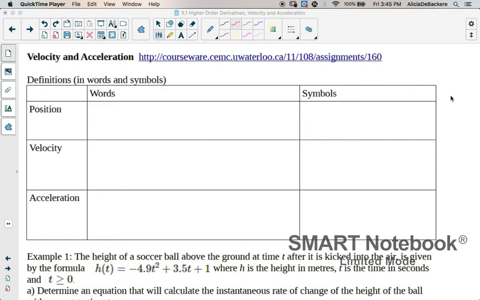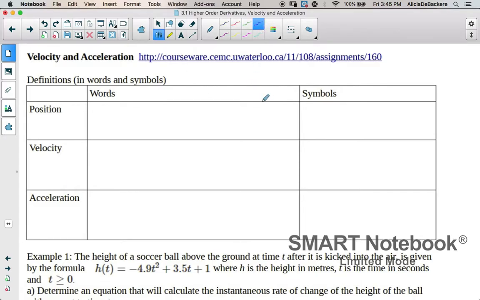Okay, welcome back to lesson 3.1. We're going to start talking about the applications of velocity and acceleration in this part of the video. So a couple of definitions that we need to know about are the words position, velocity, and acceleration.